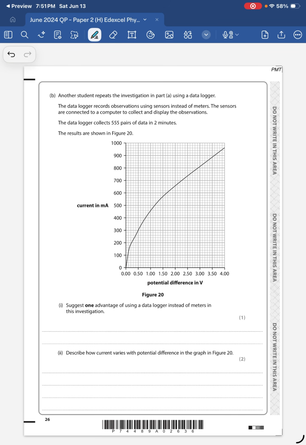Another student repeats the investigation in part A using a data logger. Okay, the data logger, so this is a richer student that has access to equipment. Okay, you see how life can be unfair, guys. I'm joking, by the way.